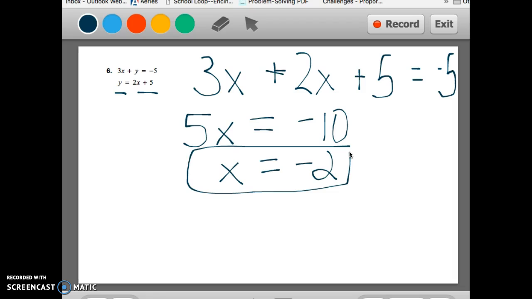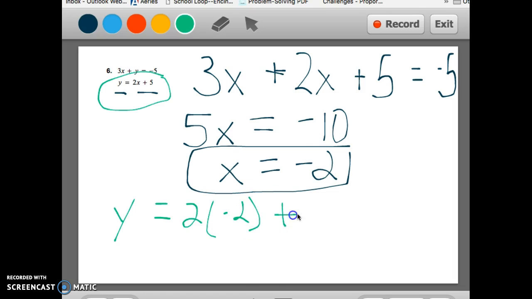Now, I could plug that into the top again, or actually I could plug it into the bottom now, because what I want to know is what's y. Y equals 2x plus 5, but x we now know is negative 2. So 2 times negative 2 plus 5. Well, that's negative 4 plus 5, so y equals 1. So in our check, we have negative 2 and 1. If we check in the very top problem, 3 times negative 2 is negative 6, plus 1 is negative 5. That makes sense. So that one's correct.